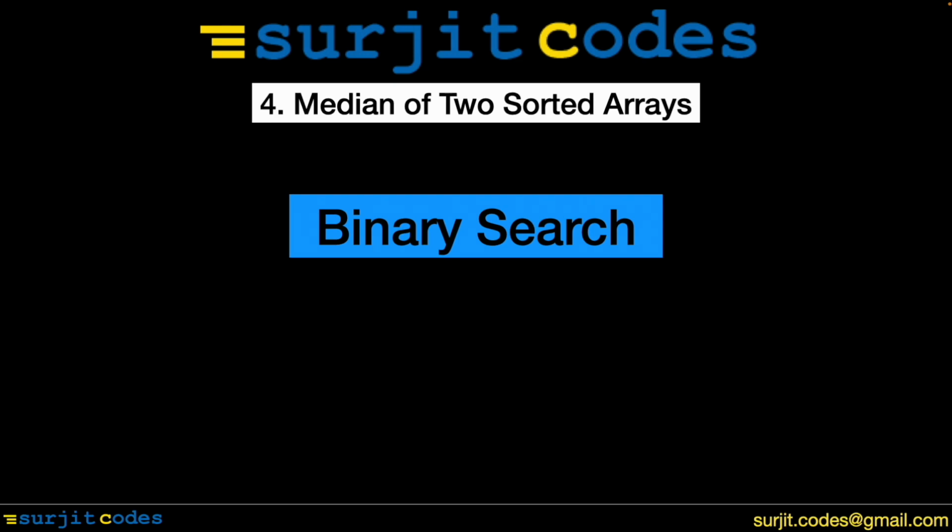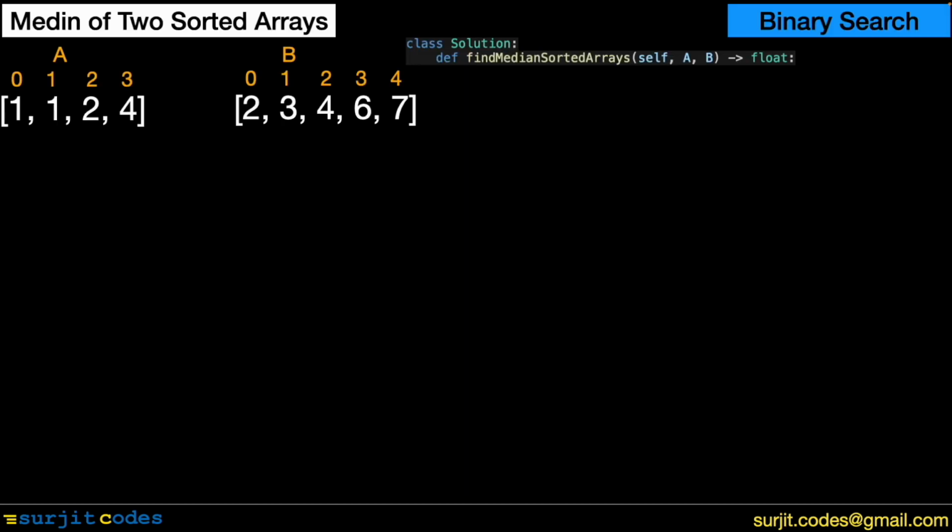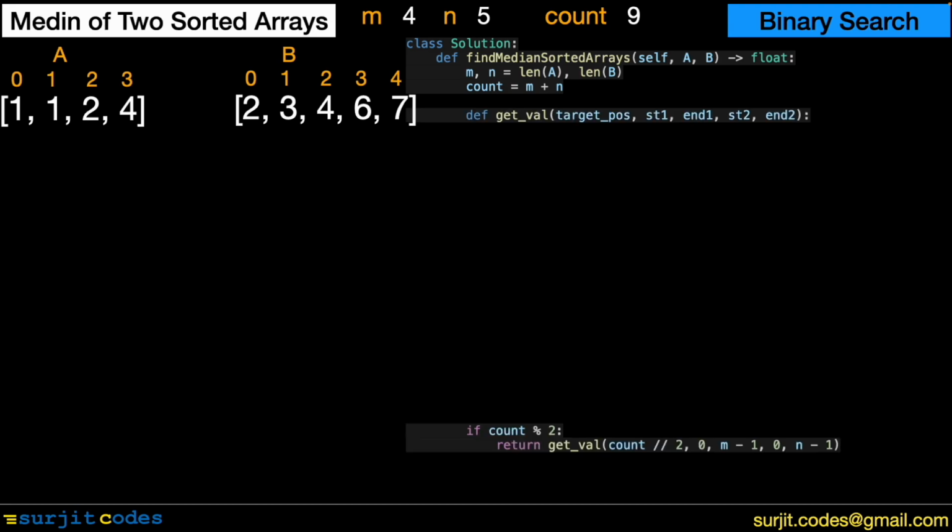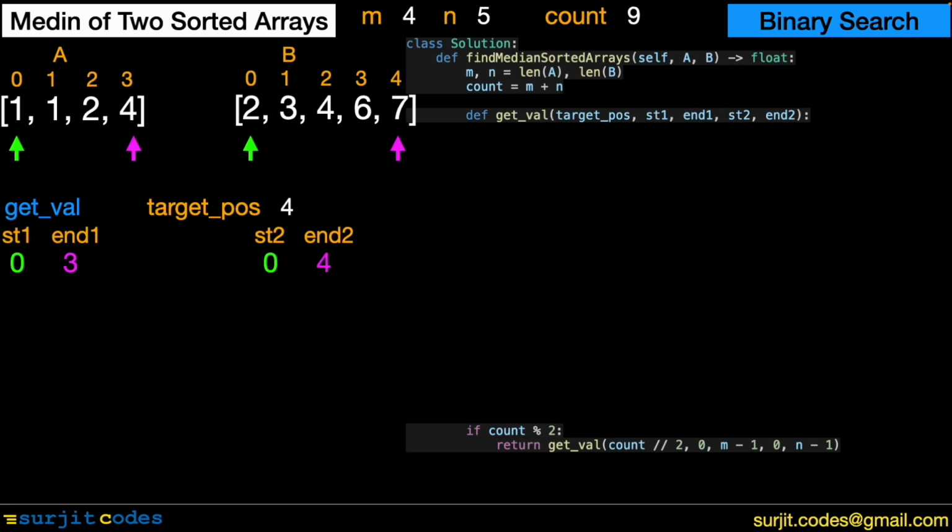Previous method exceeds the prescribed time limit as it follows the linear search. We will now discuss the recursive binary search method. We are given two lists whose lengths are 4 and 5 and their combined count is 9. Count is an odd number, so our target position is half of count, for which we develop the recursive function getVal. The target position is 4.